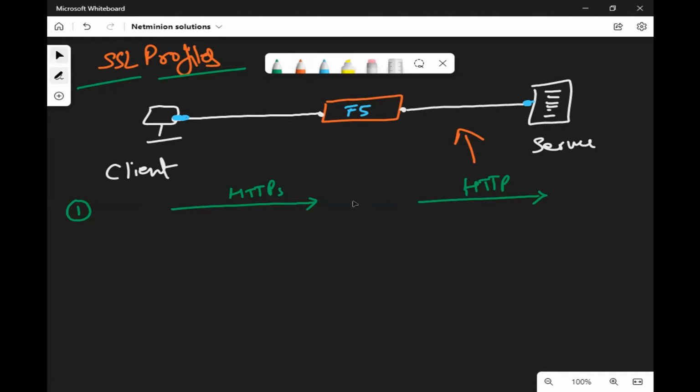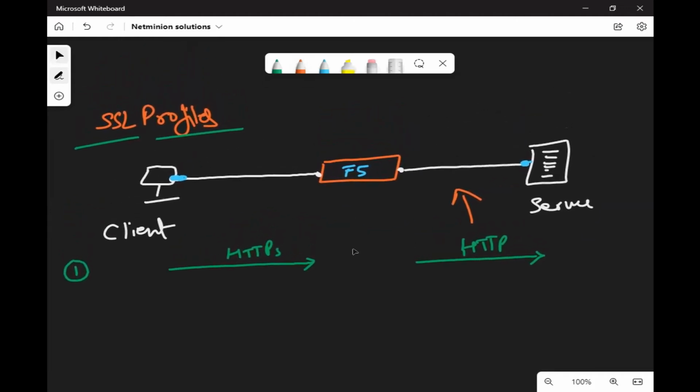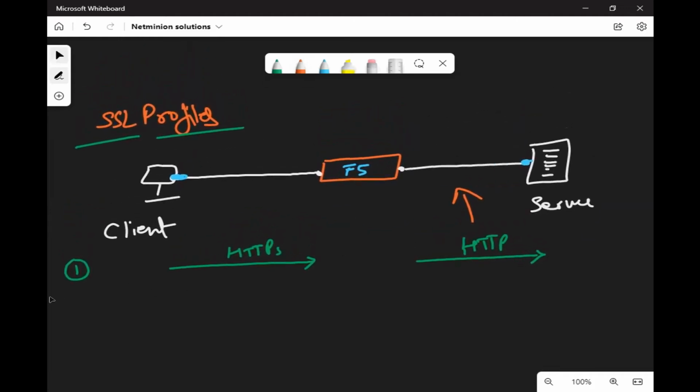Because the encryption is done by the F5, right? Encryption and decryption of the SSL certificate is done by the F5. So let me repeat: it is offloading the burden of encryption and decryption from the server. That's all right. But what I am saying is, why is this side HTTP? Can't there be a man in the middle attack here? Yeah, you can have it. So why are we doing such a thing?